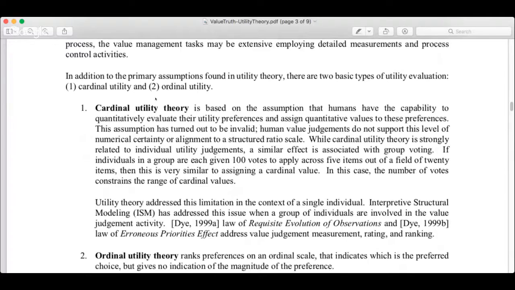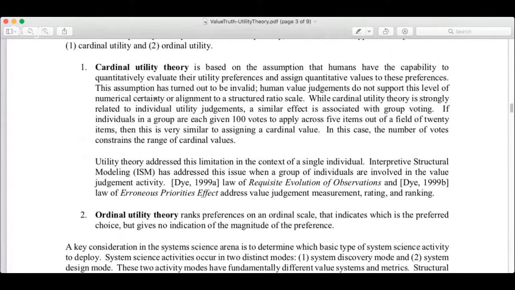When you look at this, this kind of relates, again, I believe, to some of the work that was done by Kevin when he's talking about requisite evolution of observations and your erroneous priorities effect. I think it has some effect. I think there's other aspects at play, but the idea of being able to vote on something and a number of votes without relating them to each other, I think might be one of the components that's associated with these two laws that Kevin articulated.